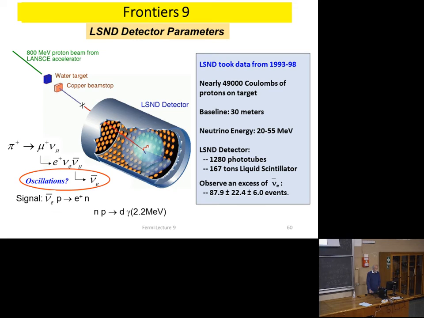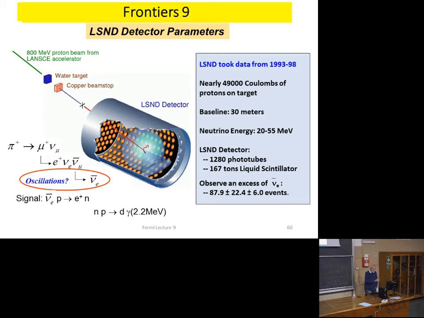So they did that without going through the details of the experiment, which I show here. Just in concept, its size is something like tens of meters, 30 meters long. The energy of the neutrinos, in this case, is much higher than the solar neutrinos. It's something like 20 to 55 MeV.